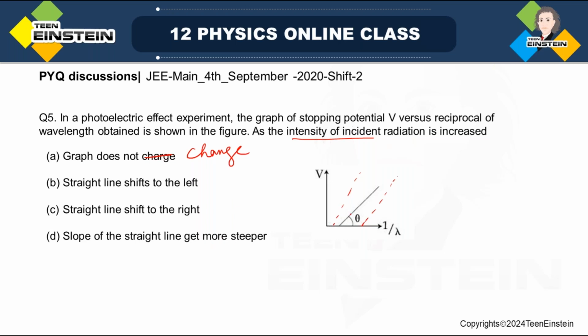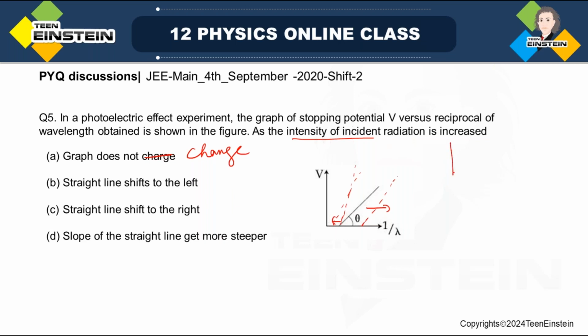That means it is like this, so you must get like this. Okay, this is more steeper. So whether it will shift towards left if the intensity is increased, whether it is going rightwards, or the curve will be more steeper, or there will be no change in the graph. Okay, so what is the answer for this?